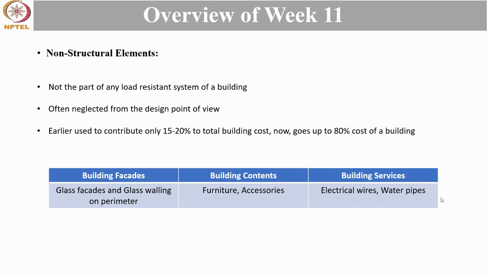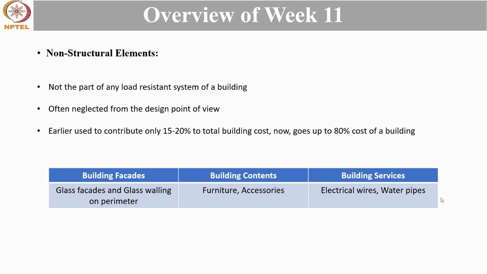These elements are often neglected by the designers during design of a building, but later on can become a severe source of damage to mankind upon earthquake vibration. Like even if the structure is stable under earthquake, these non-structural elements can become dangerous for others. So why are they critical? They are not part of the load resisting system of the building and are often neglected by the designer from design point of view. Now, earlier they used to contribute only 15 to 20% to the total building cost. So neglecting them was not that critical. But now their contribution to the building can go up to 80 to 85%. So they become a critical part of the building.